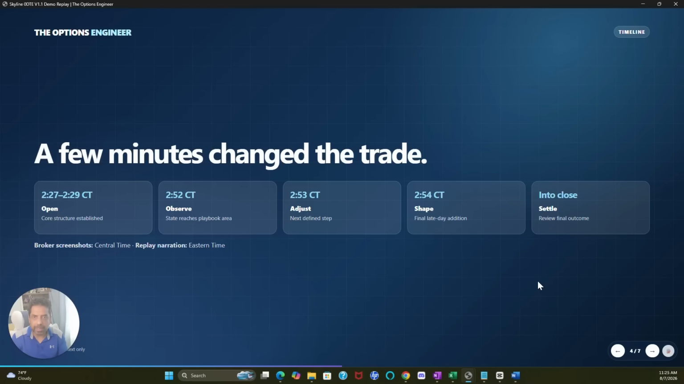This is the timeline at a high level. The opening structure was established between about 2:27 and 2:29 Central Time. The last day sequence then developed quickly, with additional playbook actions around 2:52, 2:53, 2:54 Central Time. In the demo, I will be walking in the Eastern Time zone for the replay. The important point is how compressed the decision window became.